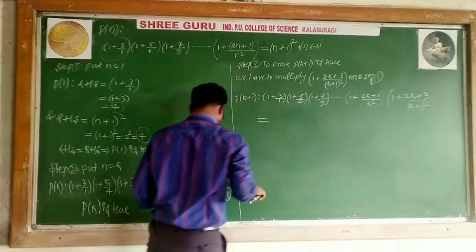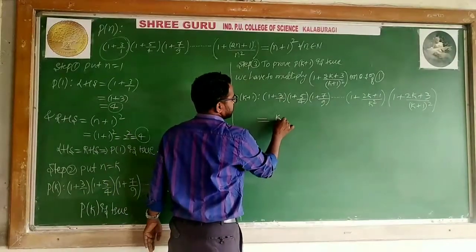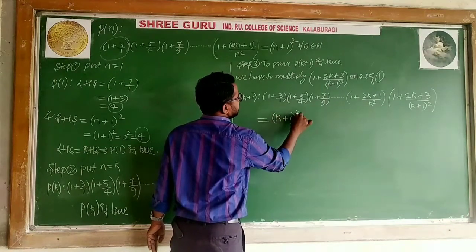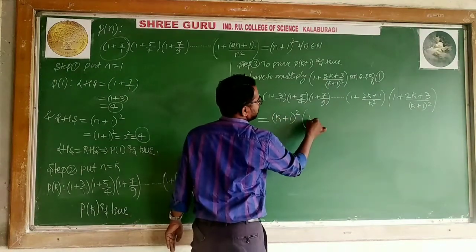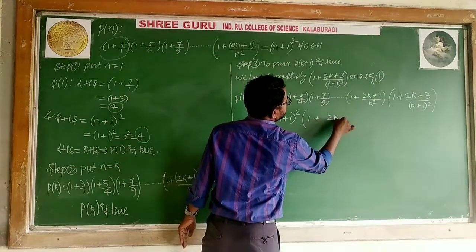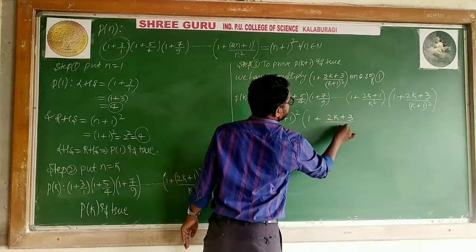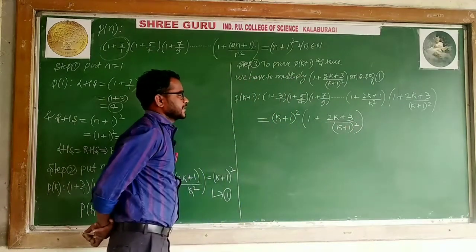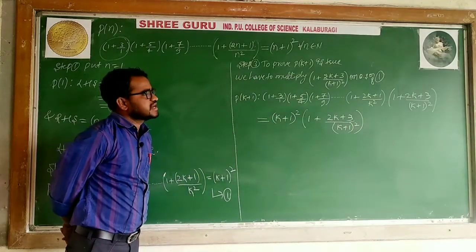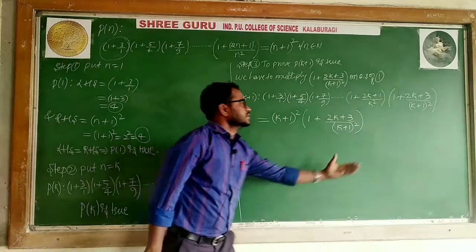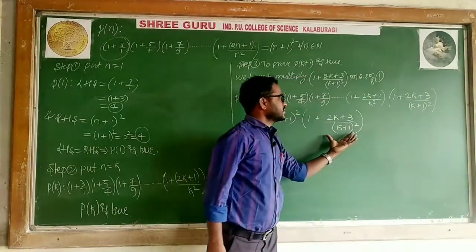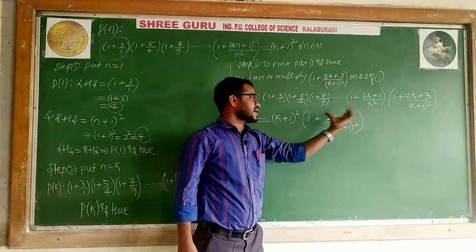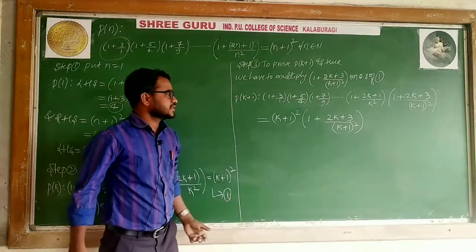RHS side: what is the RHS already? (k plus 1) whole square. We are multiplying 1 plus (2k plus 3) whole divided by (k plus 1) whole square. See what I did here: I multiplied this term on the LHS as well as the RHS side, on both sides.